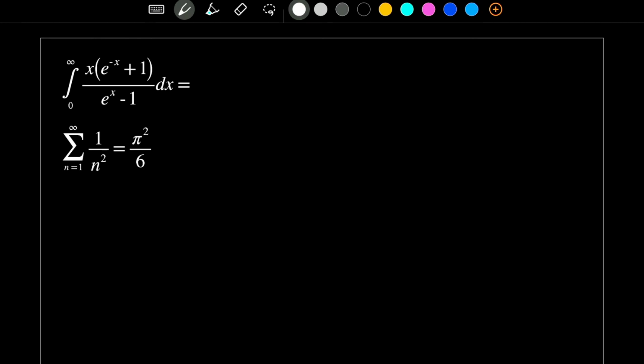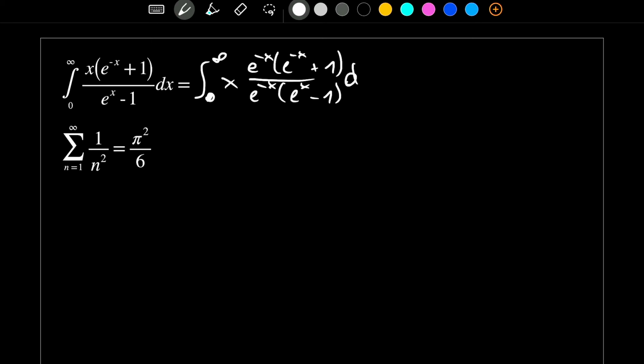We're going to start off by writing this integral from 0 up to infinity, and then we're going to multiply by e to the power of minus x, both the numerator and the denominator. So we're going to get x, we're just going to put that in front, and then times e to the power of minus x, over e to the power of minus x times e to the x minus 1, dx.